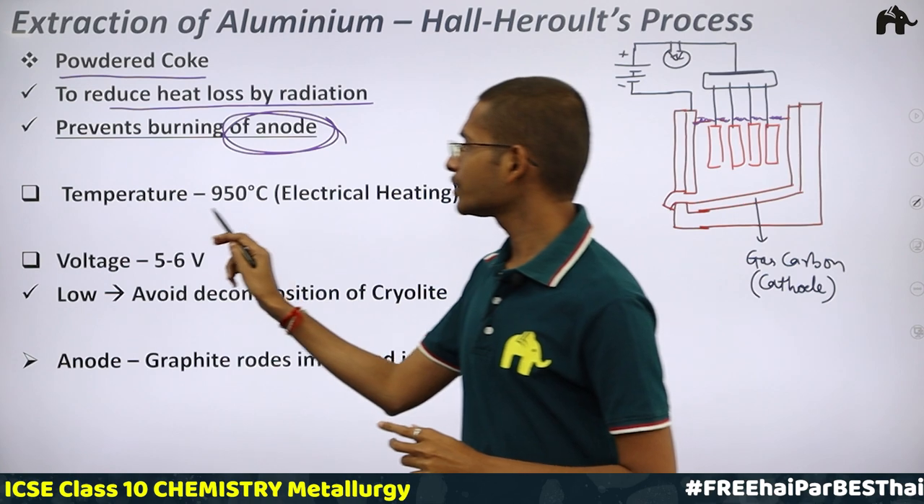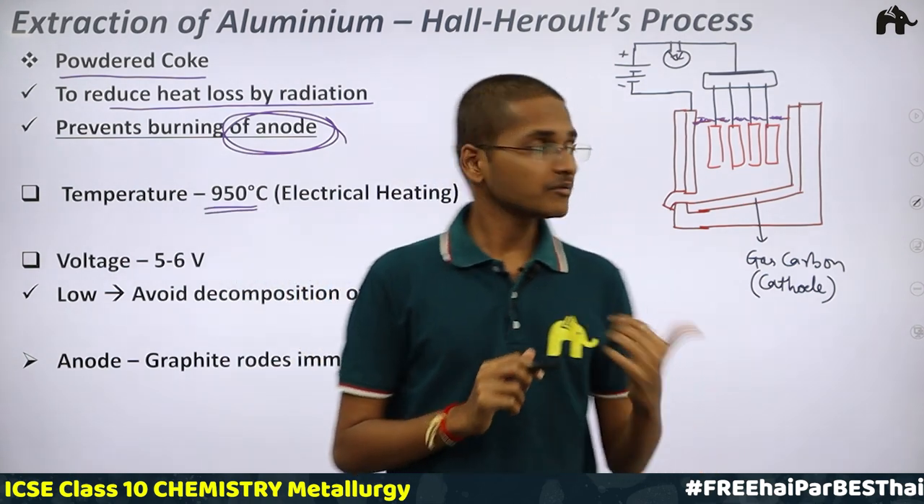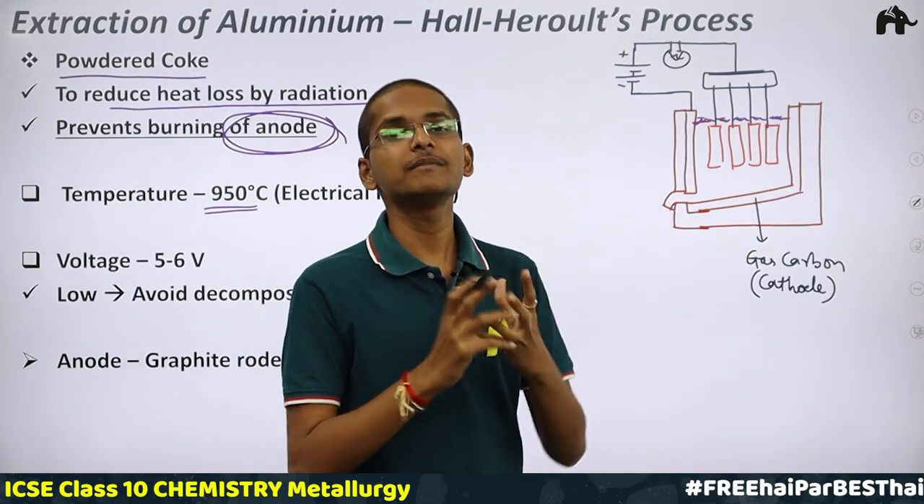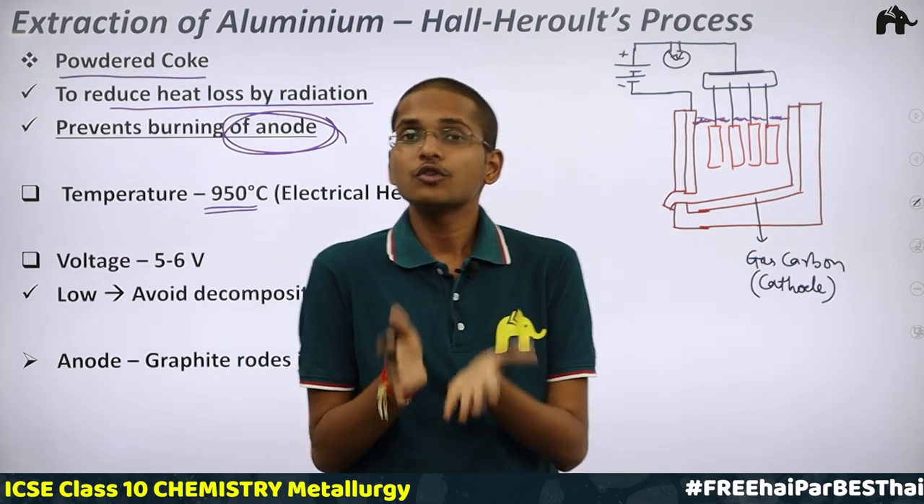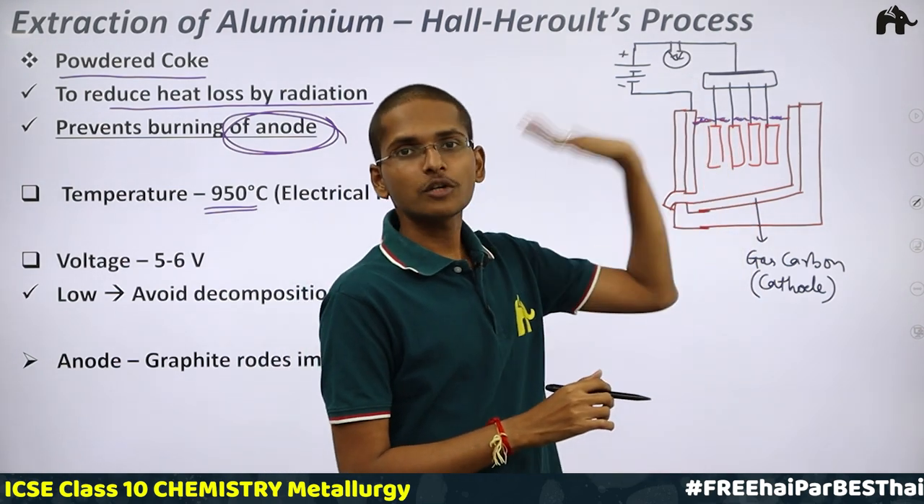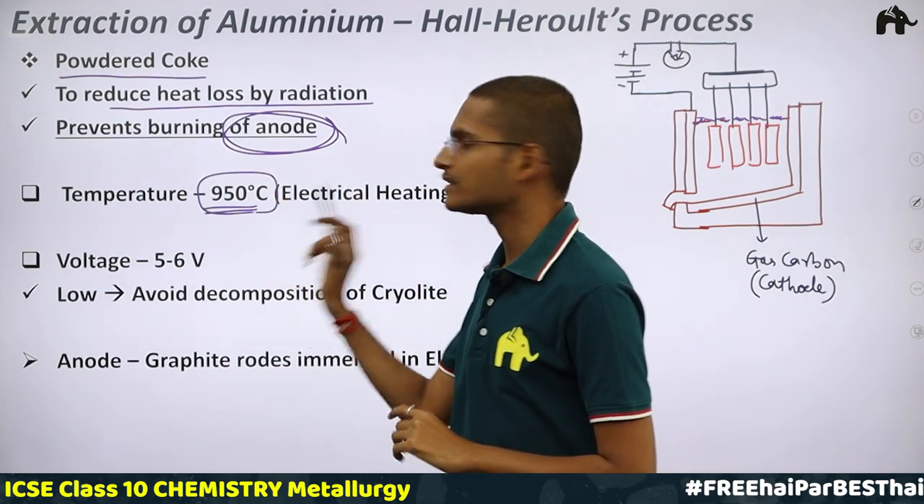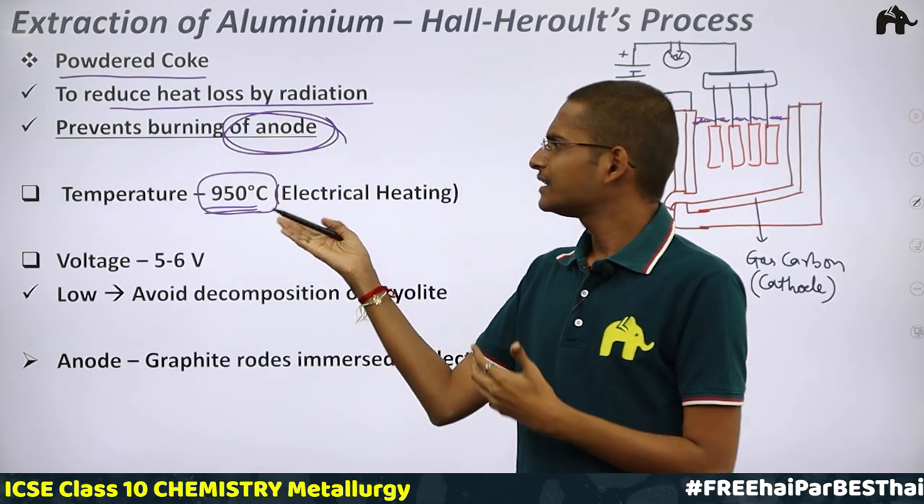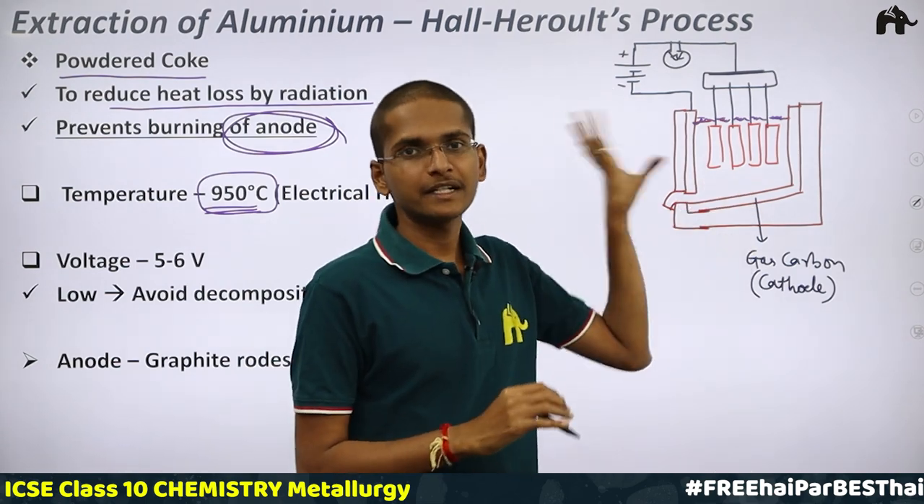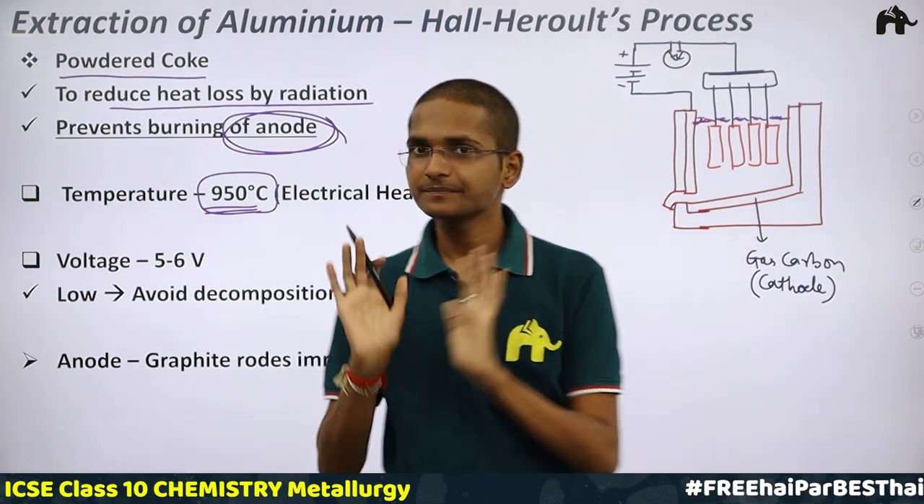Now, temperature: yes, we are heating it because we have to keep the alumina in the molten state, correct? So that heat should not be lost. That's why we are using powdered coke. And yes, we are heating it to 950 degrees Celsius, because at this temperature our alumina is getting melted, because of the cryolite we have studied.